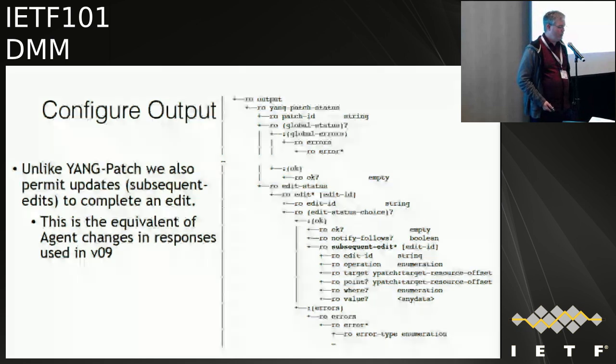In the response, your typical Yang patch will just respond back with an OK or an error. What we had to do was have the concept of subsequent editing, which is the idea that if you send an edit down to the agent, it may have to make subsequent edits on its own in order to make something work. The easiest example of this is if the agent is allocating the tunnel endpoint IDs, then clearly the agent's going to need to make an edit.